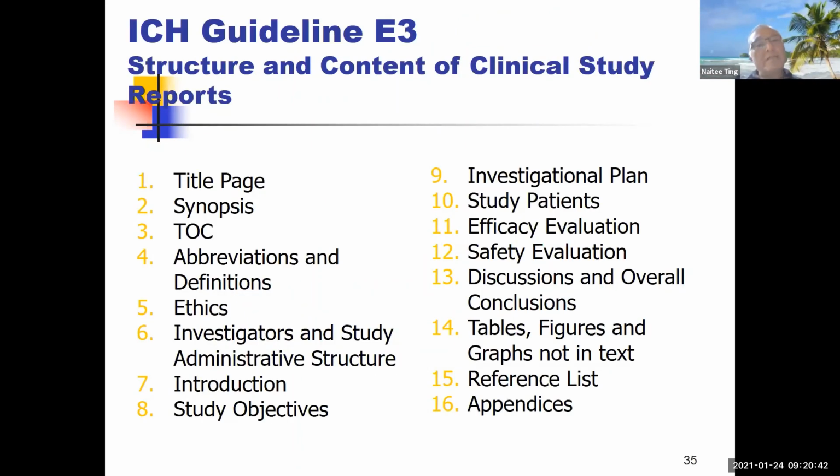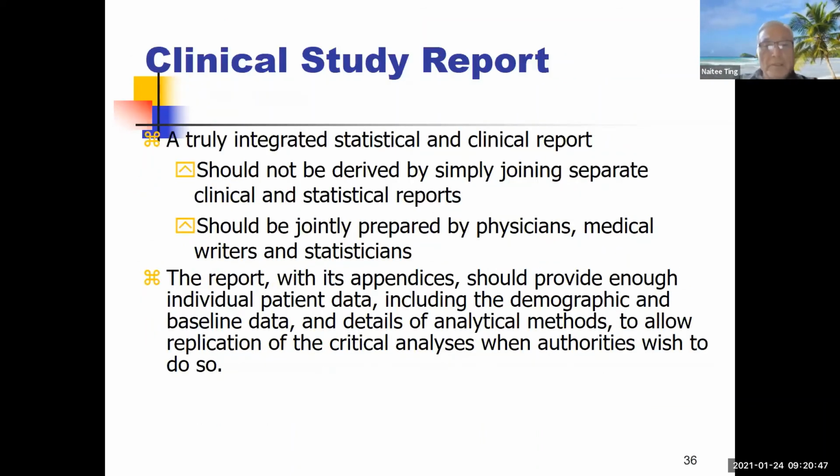If you look at ICH E3, it gives you some guidance and structure. A CSR is a truly integrated statistical and clinical report. Like I said, in the past, two different people wrote it. Nowadays, not an issue. The report with appendices should provide enough individual patient data, including demographics, baseline data, and methods that allow replication of the critical analysis, for authorities to replicate your results.